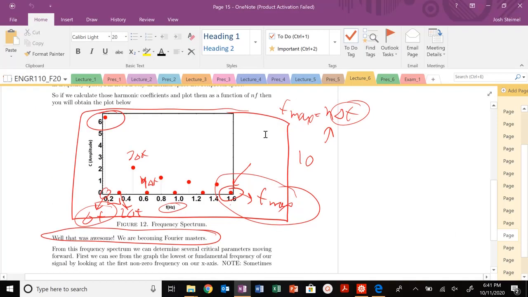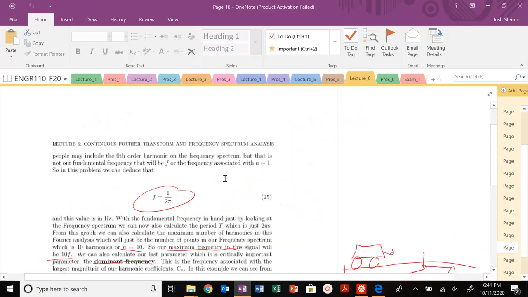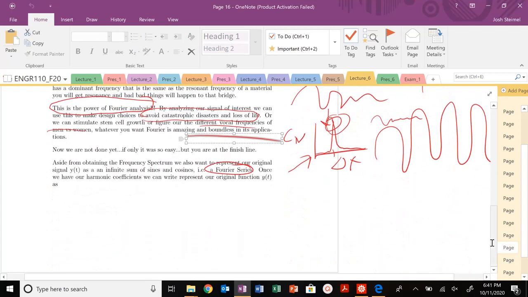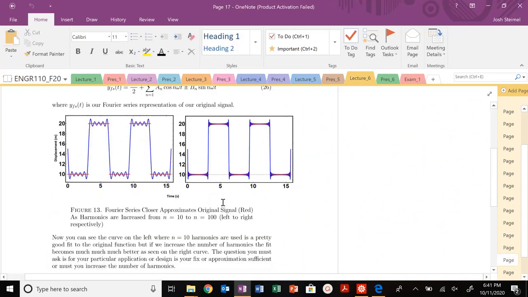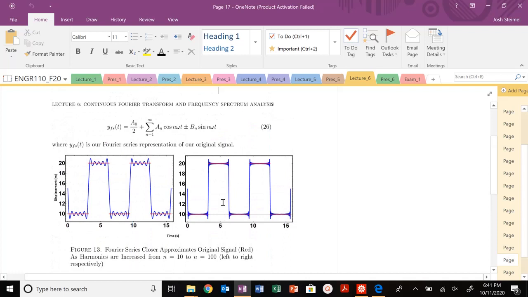So next time, we are going to see how we could use this to plot our Fourier series, which is just this infinite sum of sines and cosines, as you see here.